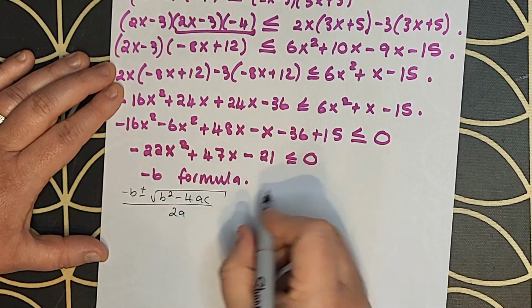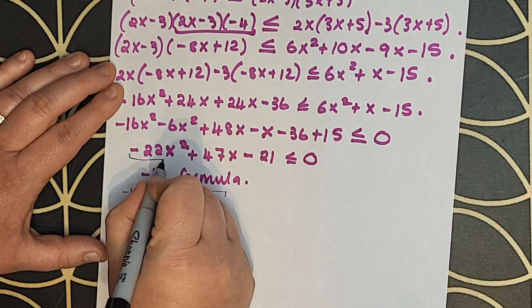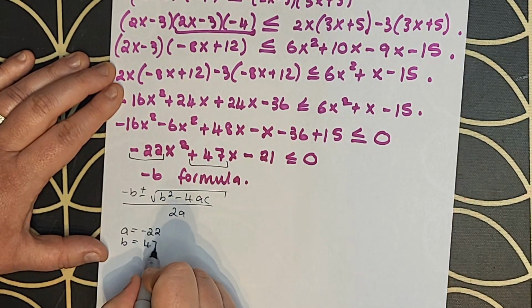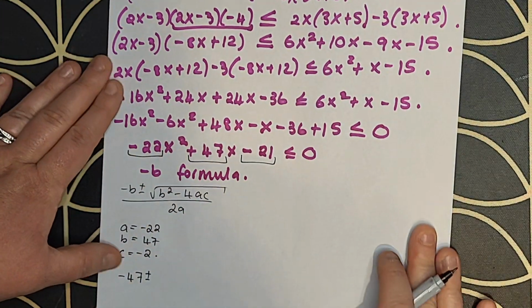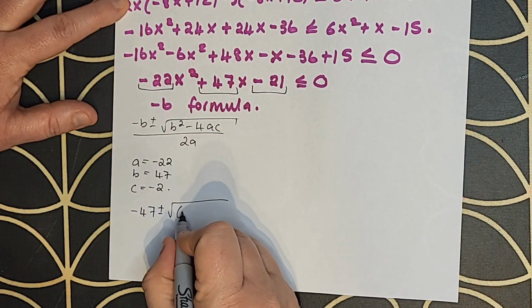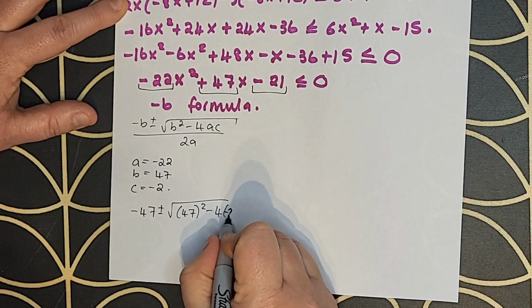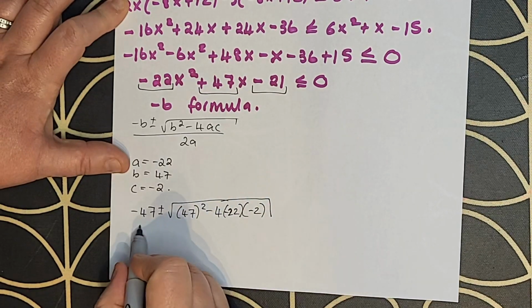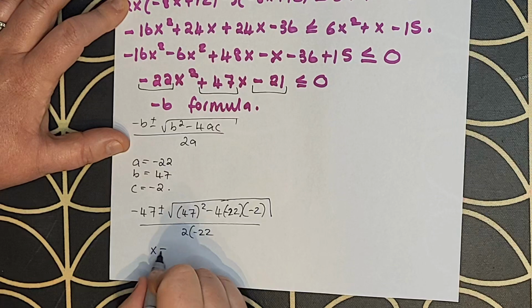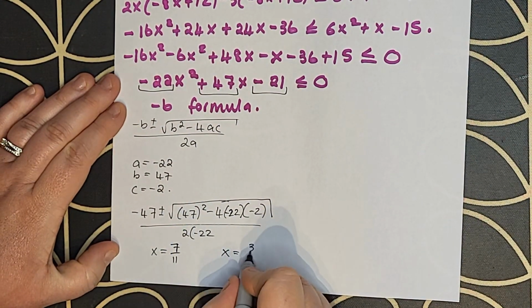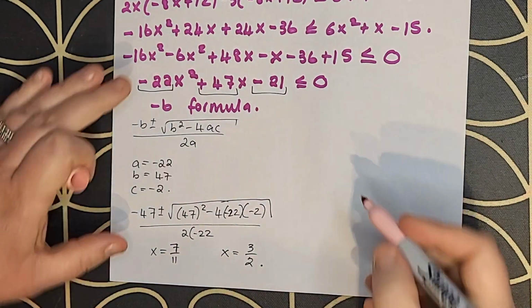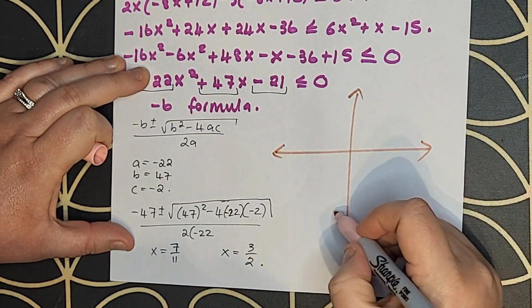I need to solve this because at the end of the day we're asked to solve for x, so I'm taking my minus b formula and I'm popping in my a, b and c. When I pop that into my minus b formula, I get an answer of x is equal to 7/11 and x is equal to 3/2. But I have 2 values for x. It's an inequality. So what I need to do next is I can't just throw out those 2 x values. I need to give the correct solution set.